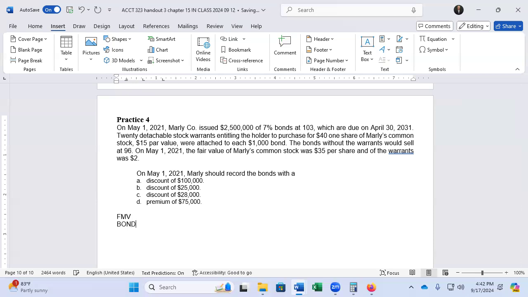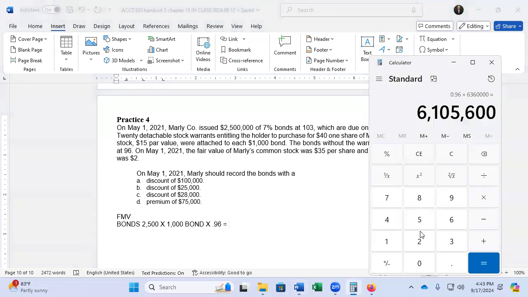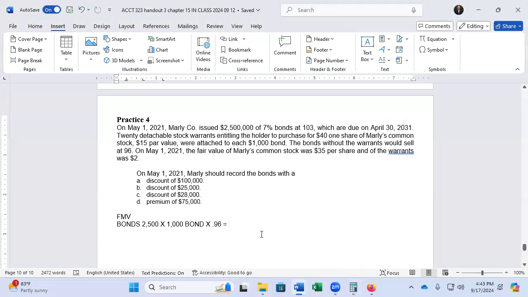All right, and so the bonds are 2,500 times $1,000 bond times 0.96. And 0.96 equals 2.4 million.